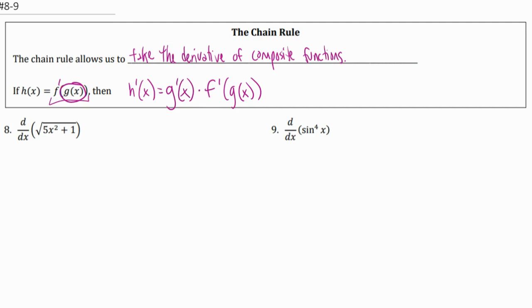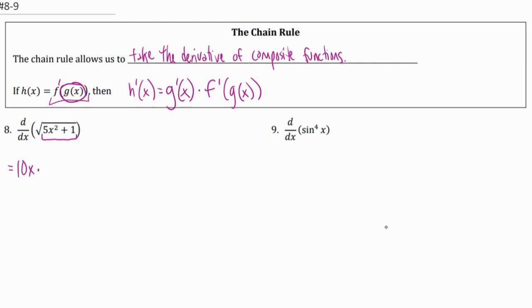Okay, so taking the derivative of the square root of 5x squared plus 1. So first figure out what your two functions are. So my inner function is 5x squared plus 1. My outer function is the square root part. So the derivative of the inside is 10x. So start with the derivative of the inside and then multiply that by the derivative of the outside.